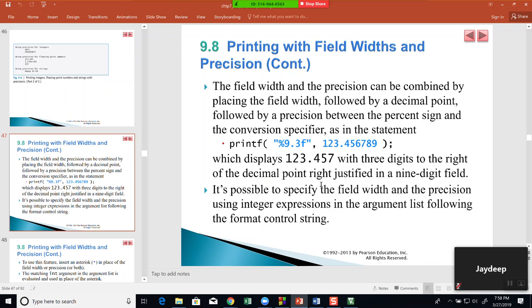Let's see. %9.3f displays 123.457, so it's rounded to 3 decimal places, with 3 digits to the right of the decimal point, right justified in a 9-digit field.